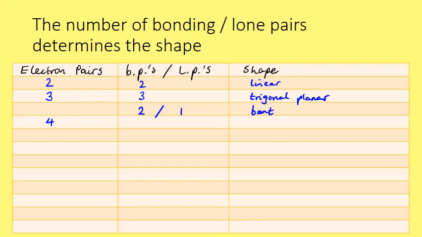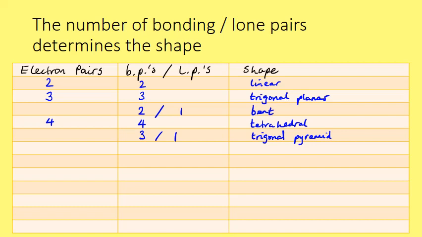but when there are 4 electron pairs, all 4 of them could possibly be bonding pairs, in which case our shape would be a tetrahedral. That's for 4 bonding pairs, but if there were only 3 bonding pairs and the other one was a lone pair, then the shape would be a trigonal pyramid. So not a pyramid like the Egyptian pyramids, they're square-based pyramids. So this would be a pyramid with a triangular base.